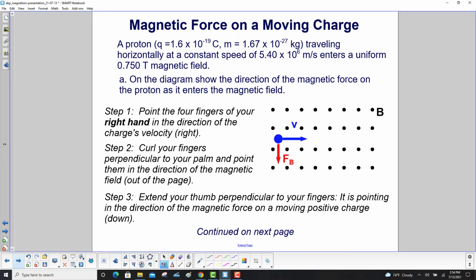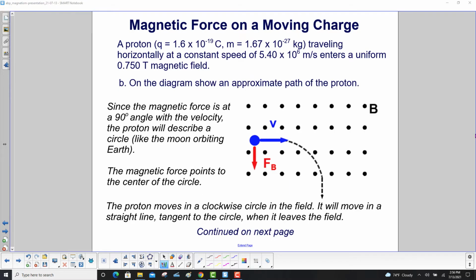So we use the right-hand rule. Point the four fingers of your right hand in the direction of the charge's velocity, which is to the right. Then curl your fingers perpendicular to your palm and point them in the direction of the magnetic field, which is out of the page. Finally, extend your thumb perpendicular to your fingers. It is pointing in the direction of the magnetic force on a moving positive charge, which is what we have, and that is down.